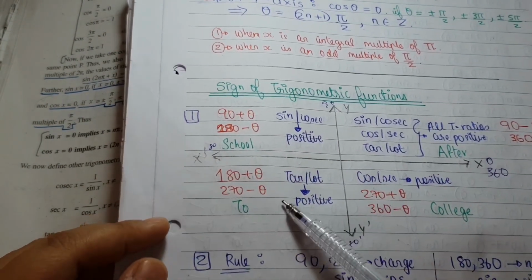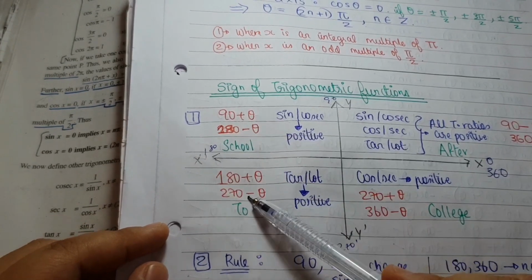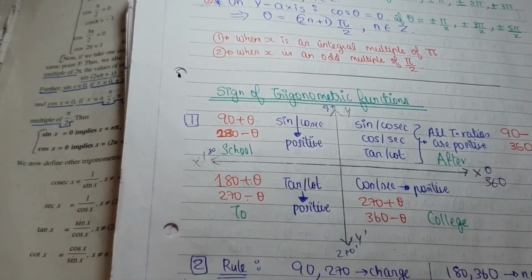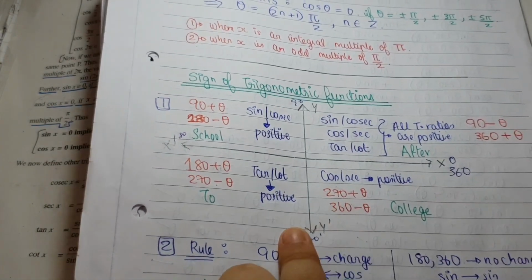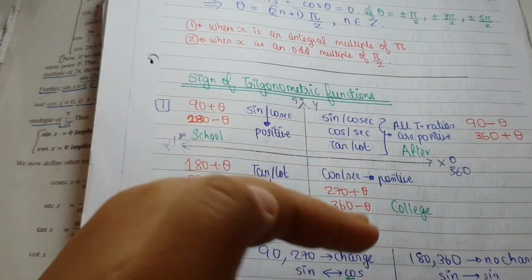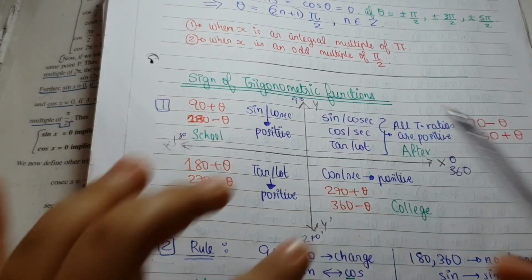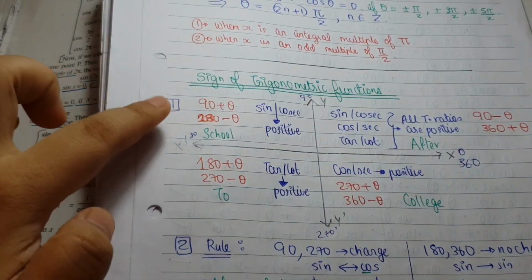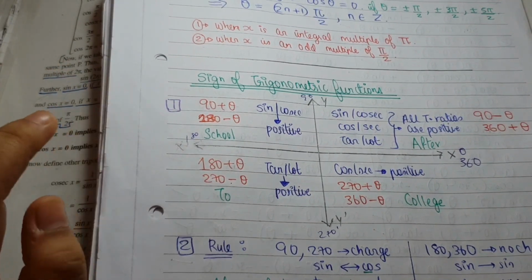Similarly, for the third quadrant, the angle would be 180 plus theta, because it is more than 180, but less than 270, so 270 minus theta. And lastly, 270 plus theta, because it is more than 270 but less than 360 degrees, so 360 minus theta. Hope you understood the whole structure of this. Fantastic, great. That's the first thing to remember or to learn in our trigonometric functions.